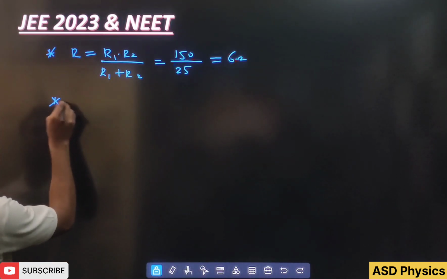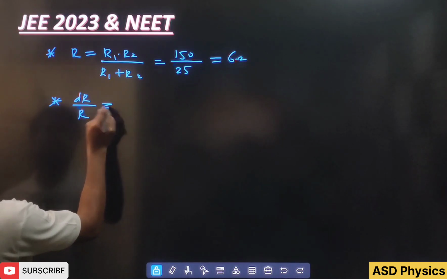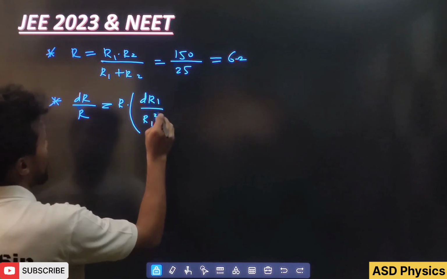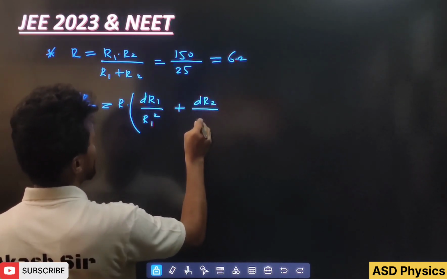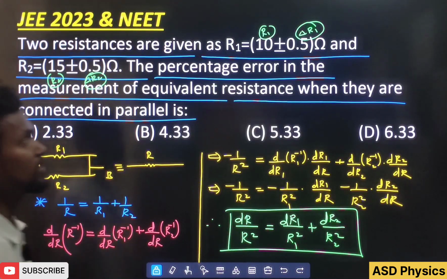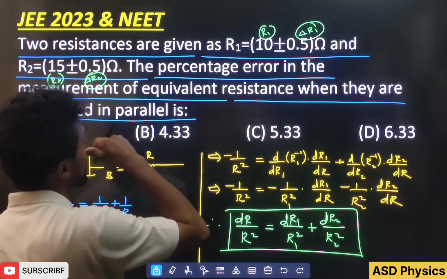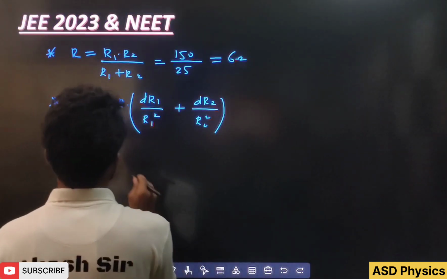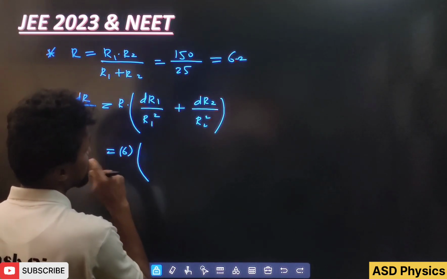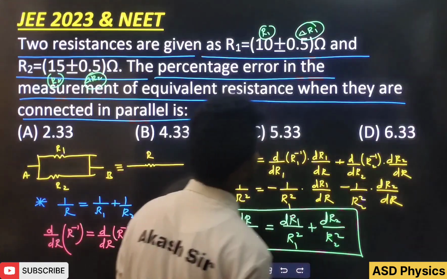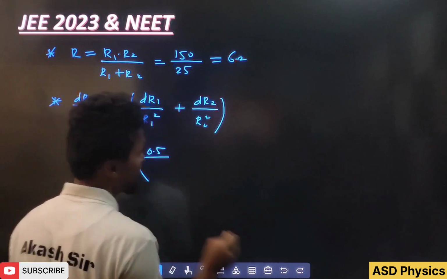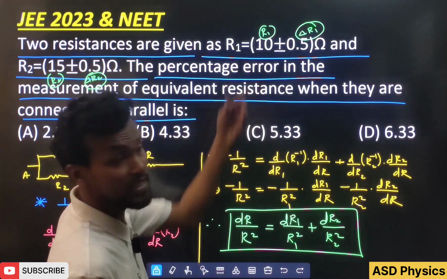Now again, this dR by R square was there, but I have taken R to the other side: dR by R equals R into dR1 by R1 square plus dR2 by R2 square. Delta R1 is 0.5, delta R2 is also 0.5, but R1 is 10. R is 6. dR1 is 0.5, both are 0.5. So 0.5 by R1 square, R1 square means 10 square, which is 100.